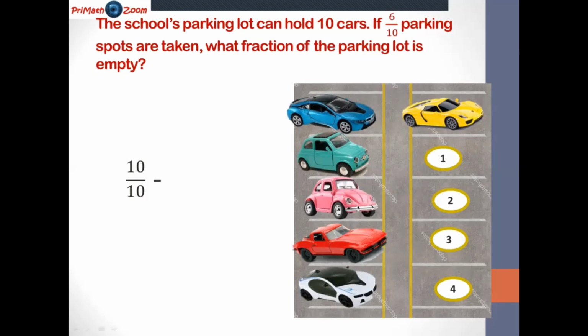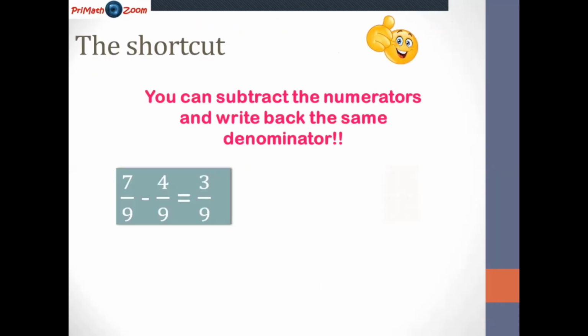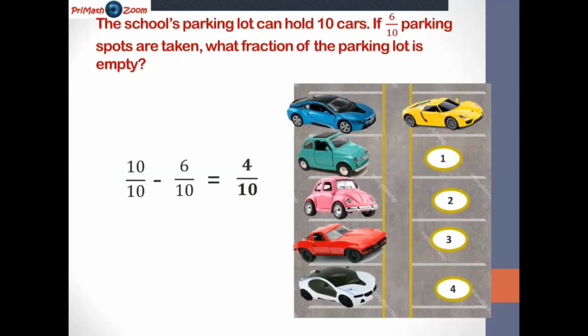So 6/10 cars or 6/10 spots are taken by 6 cars. And if we counted 4 parking spaces remaining, we can go ahead and say that 4 out of the 10 parking spots are empty. And let's check to see if the algorithm or the shortcut work here. So here we can say that 10 minus 6 will give us a difference of 4, and the denominator remains the same. So yes, of course, it worked. Again, like magic. 4/10 is our fraction that represents the empty parking spots.